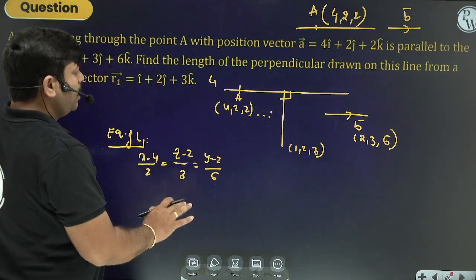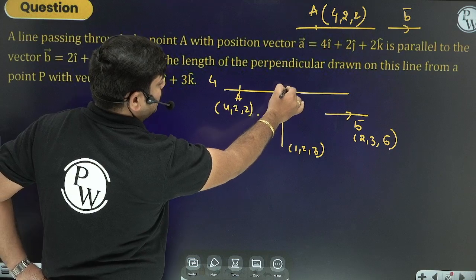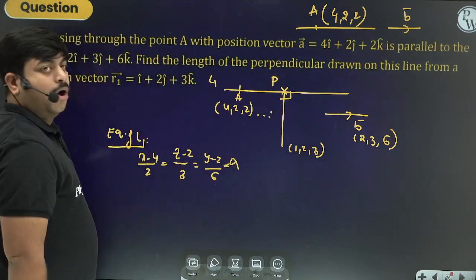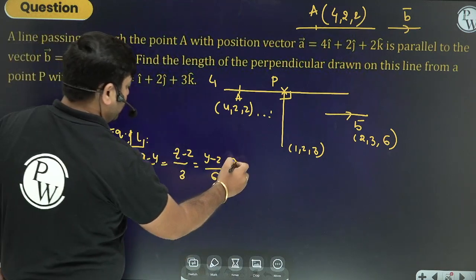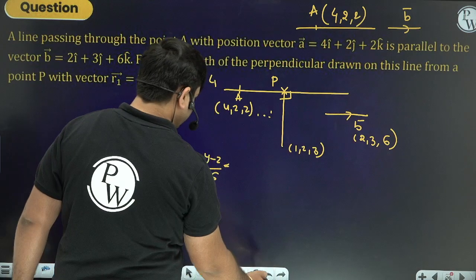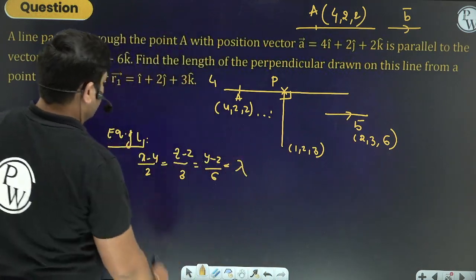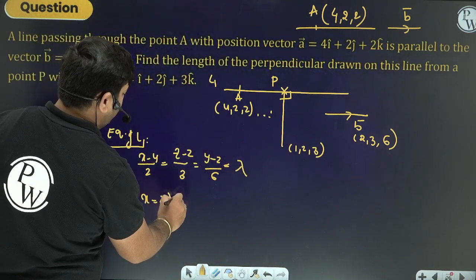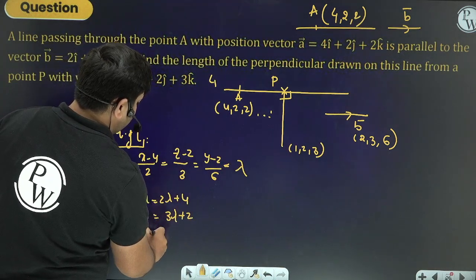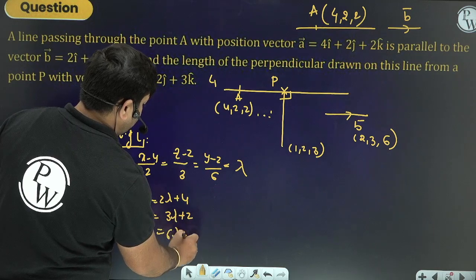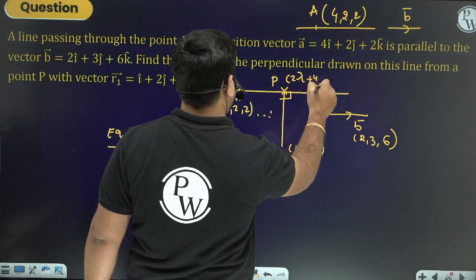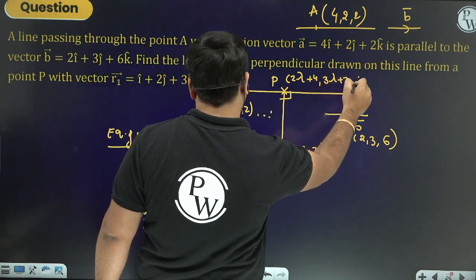And how do we get a general point on this line? Let's say this is P. I want to find point P. So I'll take this equal to lambda, okay? So x is equal to 2 lambda plus 4, y is equal to 3 lambda plus 2, z is equal to 6 lambda plus 2. So that becomes the general point (2 lambda plus 4, 3 lambda plus 2, 6 lambda plus 2).